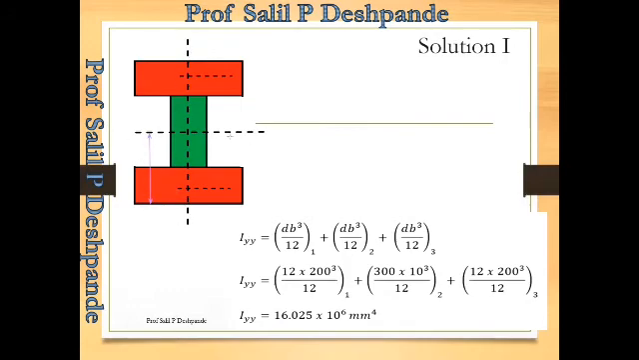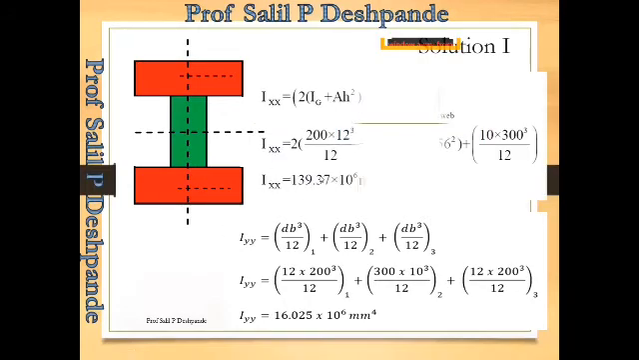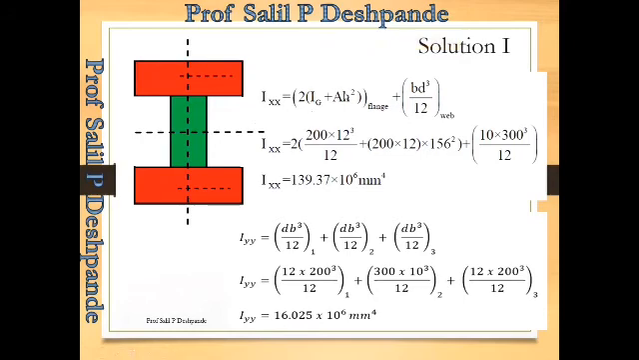Because it is symmetrical about the x-axis, top and bottom are the same. So I can get the value of y bar directly. And then I will use the parallel axis theorem. So Ixx is equal to, for the flanges, Ig plus AH square. I am using the parallel axis theorem.